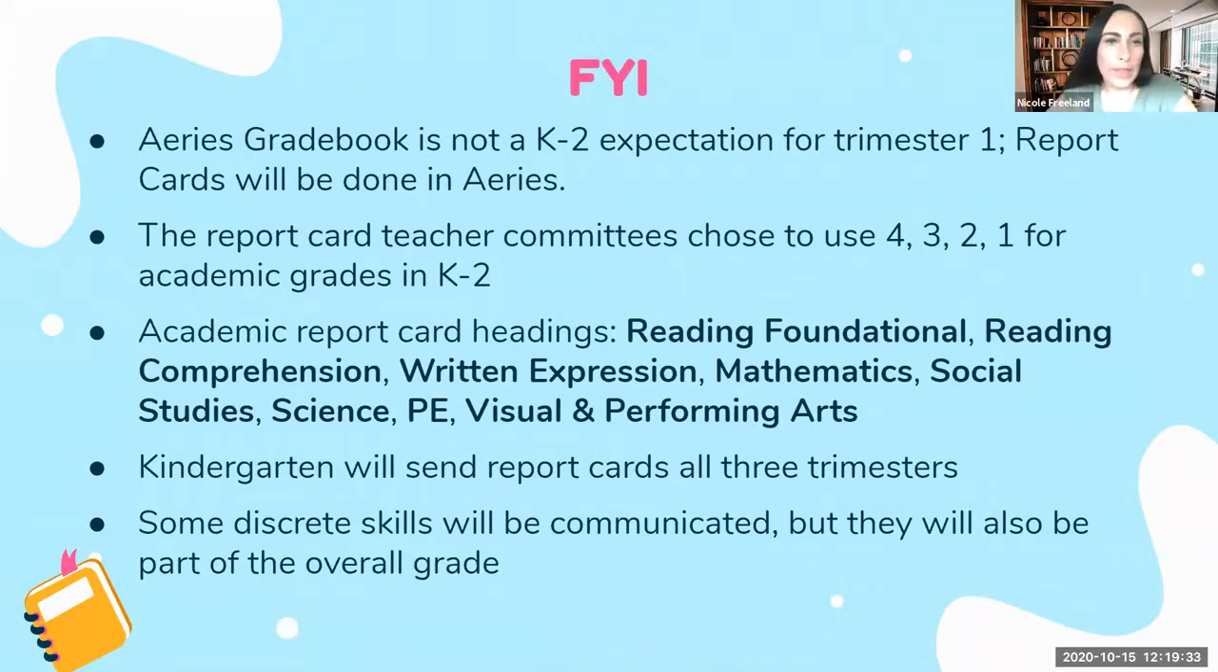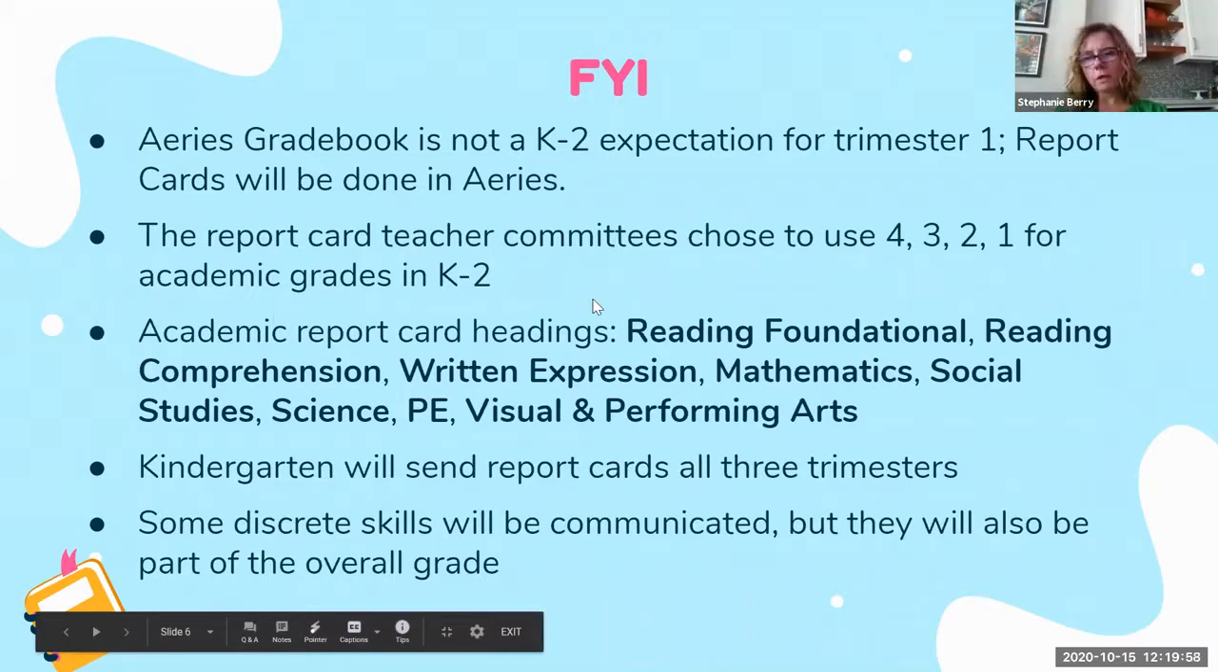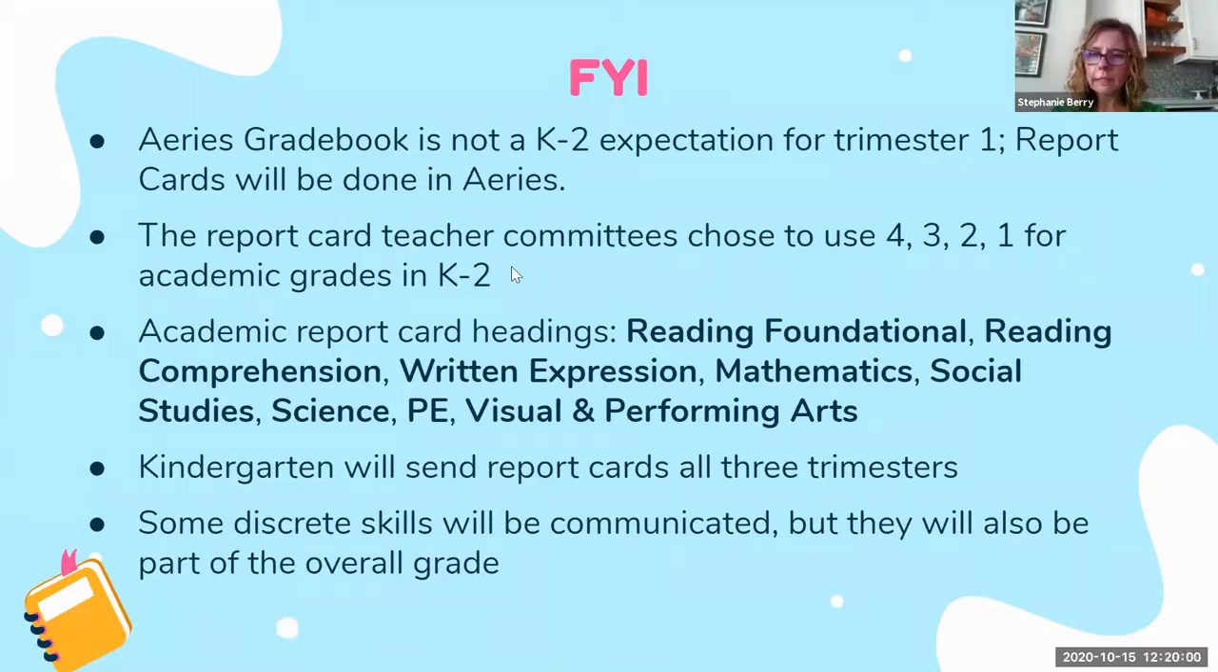The teacher report card committee did choose those numbers, 3, 2, and 1, for the academic indicators for grades K through 2. That was about a 2-year process. We were looking to revamp those report cards, and teacher committees and parent committees were in on the selection and vetting of those. And teachers really were like, we don't want to give little kids an F.